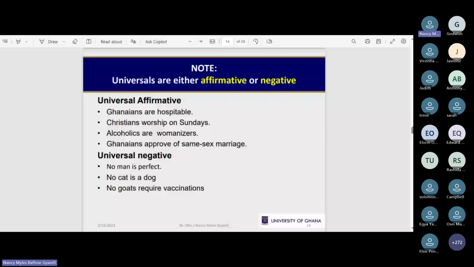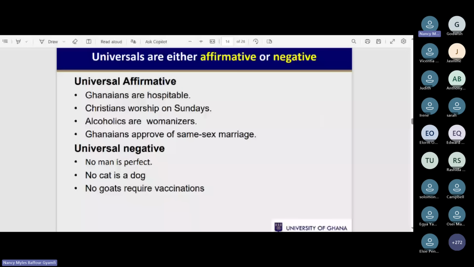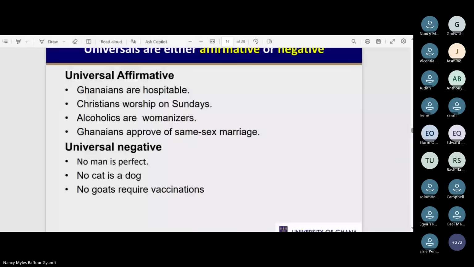But what if it is a universal negative? It's not an affirmative one. It's a universal, but not positive. Alcoholics are womanizers. That is, if X is an alcoholic, then X is a womanizer. It's straightforward. You will not struggle. But here, look at the second one. The universal negative pattern. No man is perfect. How do you expand it into a conditional? If I say no man is perfect, I mean if X is a man, then X is not perfect.